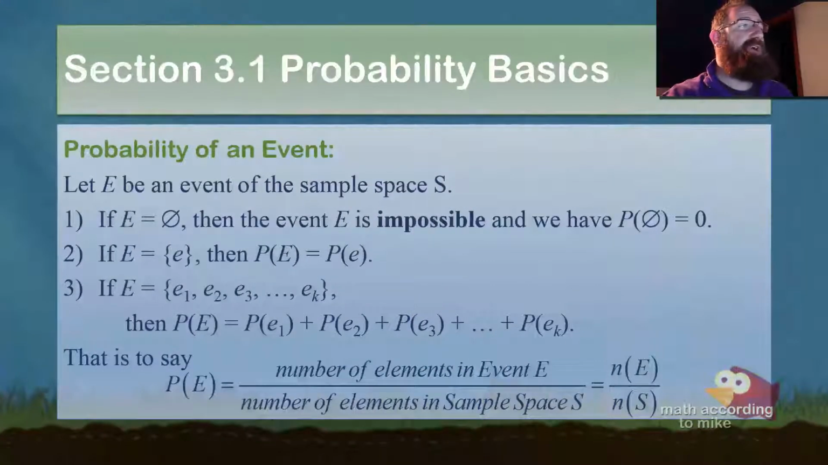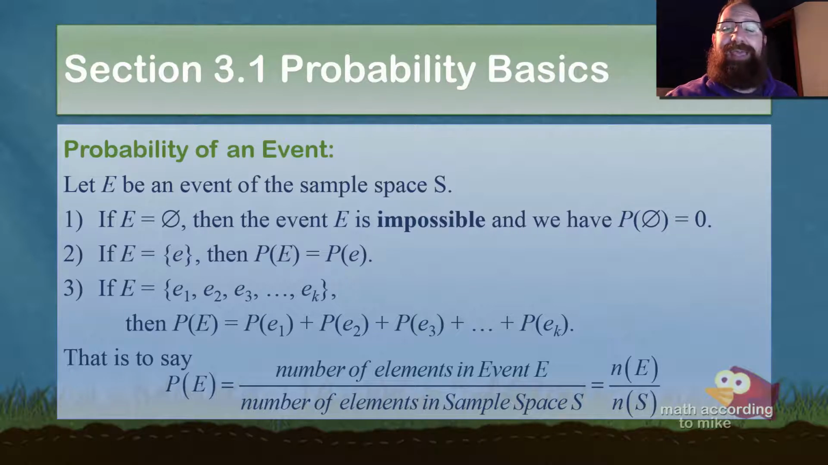So let E be an event of the sample space S. If the event E is empty, remember that's what that circle with a line through it means, then the event E is impossible, and the probability of something impossible is 0. Please be careful. The circle with a line through it is not the number 0. It means does not exist. Empty. Null set. Any of those is fine.